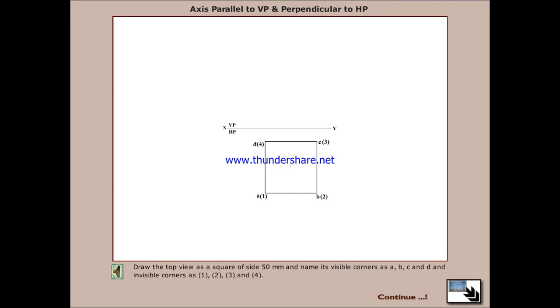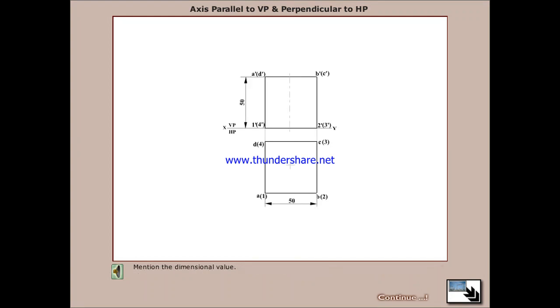Draw the top view as a square of side 50 millimeters and name its visible corners as A, B, C and D and invisible corners as 1, 2, 3 and 4. Draw projectors from each corner of the top view through the line XY. Draw the front view as a square of side 50 millimeters and name its corners as 1 dash, 4 dash, 2 dash, 3 dash, B dash, C dash, A dash and D dash. Mention the dimensional values.